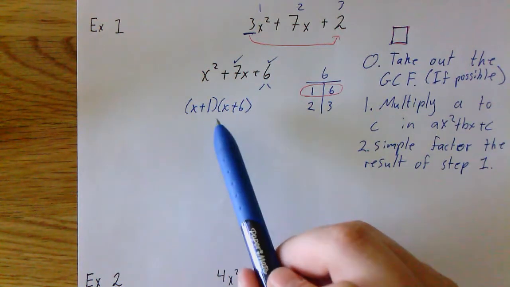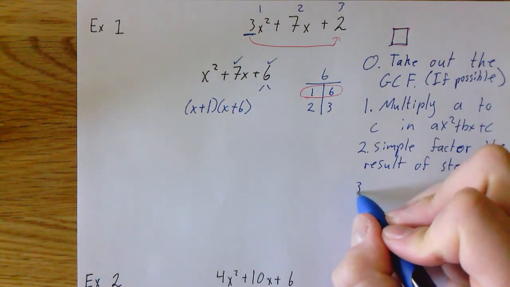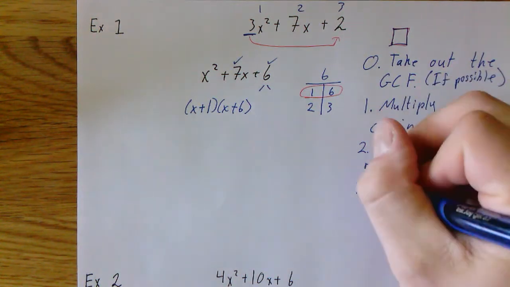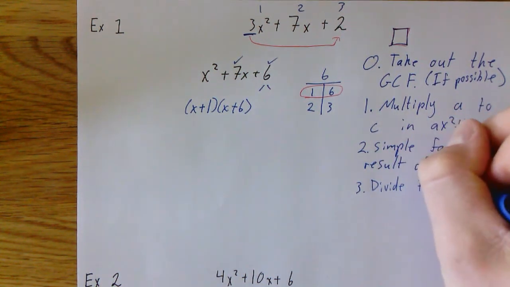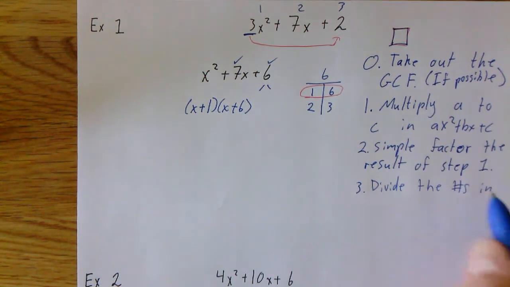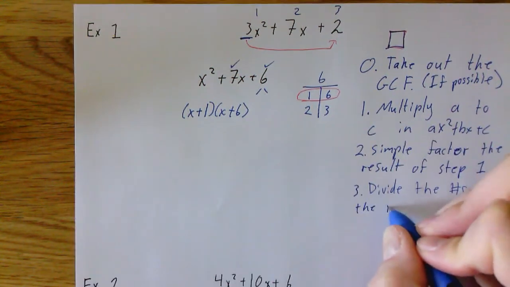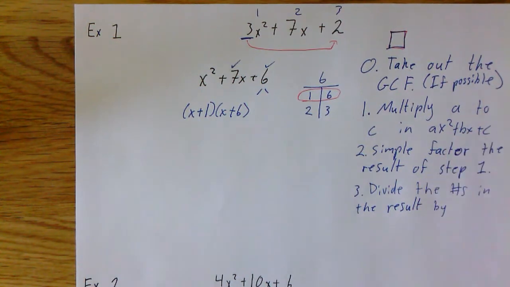All right, step 3. You're going to say, Barton, look, it's factored. Joke's on you. It's not factored. There's more steps. Step 3 is divide the numbers in, I'm going to put pounds or hashtags because I can't spell the word numbers, the result by the original A.